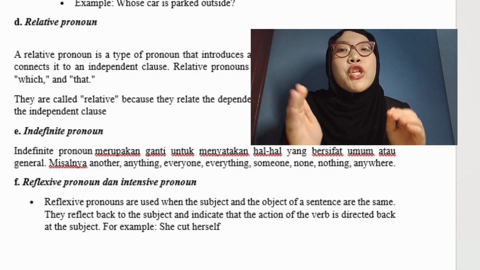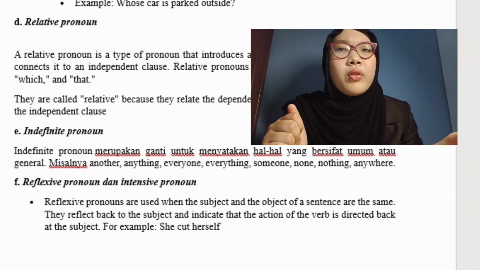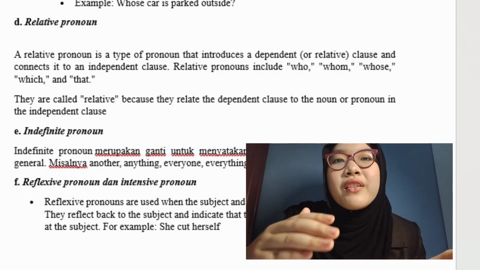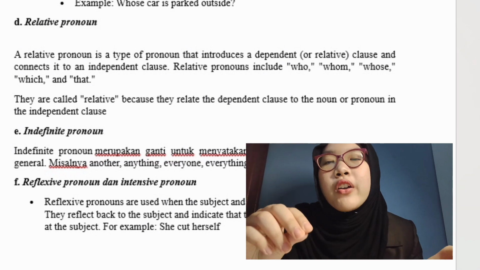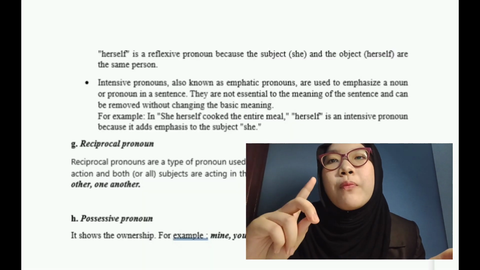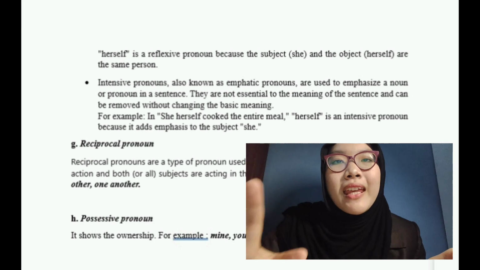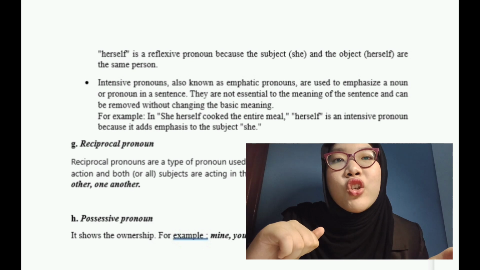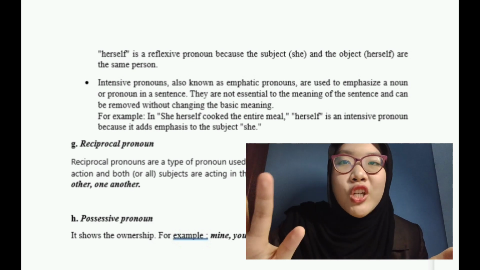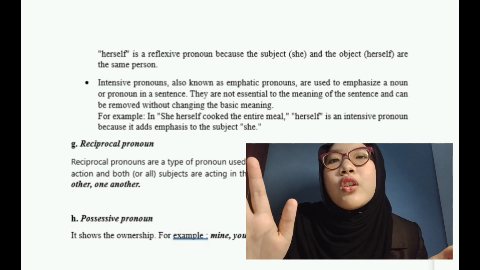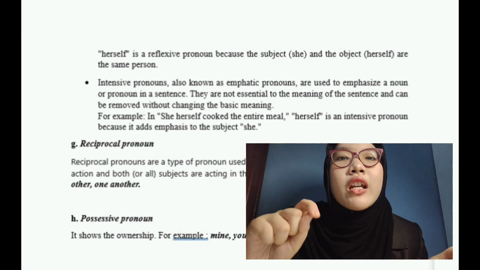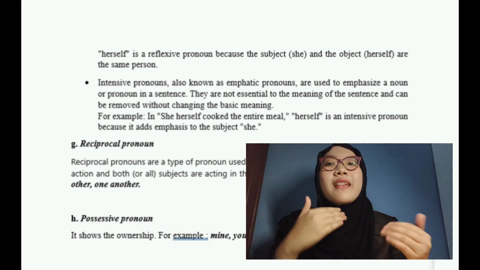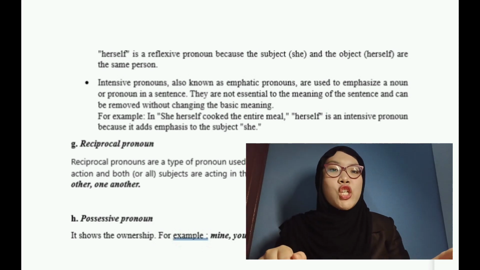For example, she cut herself. She cut herself is a reflexive pronoun because the subject she and the object herself are the same person. And also the intensive pronouns, also known as emphatic pronouns, are used to emphasize a noun or pronoun in a sentence. They are not essential to the meaning of the sentence and can be removed without changing the basic meaning. Like, she herself cooked the entire meal. Herself is an intensive pronoun because it adds emphasis to the subject she.